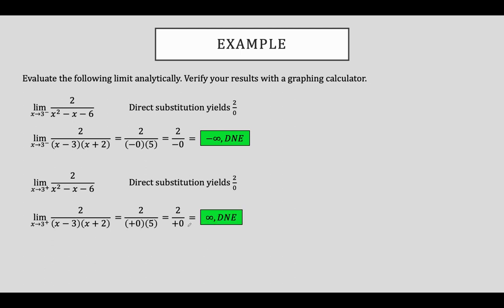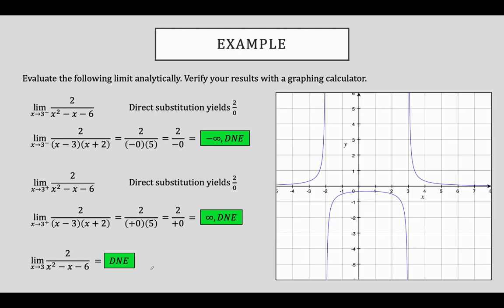Again, dividing by an infinitely small positive number is the same as multiplying by an infinitely large positive number. That results in infinity. And we also write DNE. So there are our left and our right-sided limits. Now we can evaluate the general limit, the limit as x approaches 3 of 2 divided by x squared minus x minus 6. Well, because the limit from the left is negative infinity and the limit from the right is positive infinity, we simply say the limit as x approaches 3 does not exist.